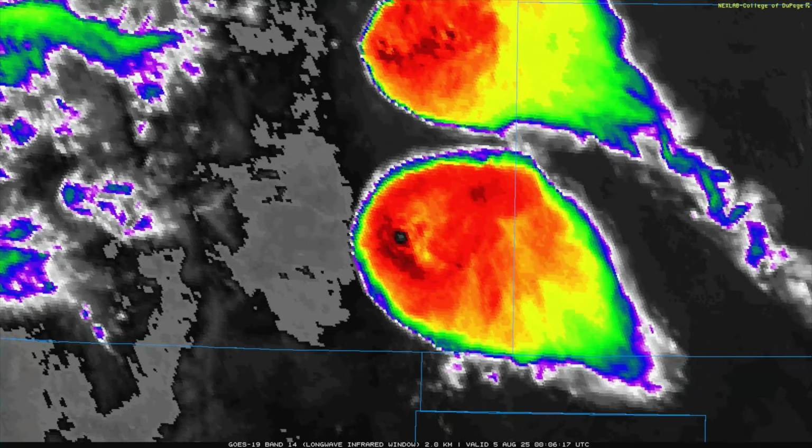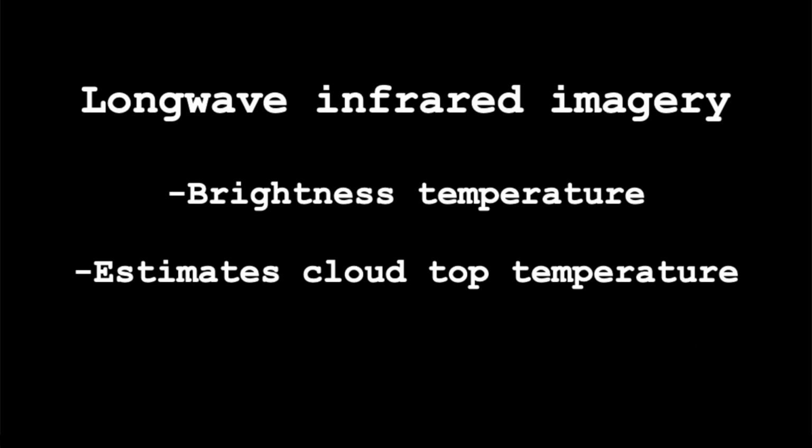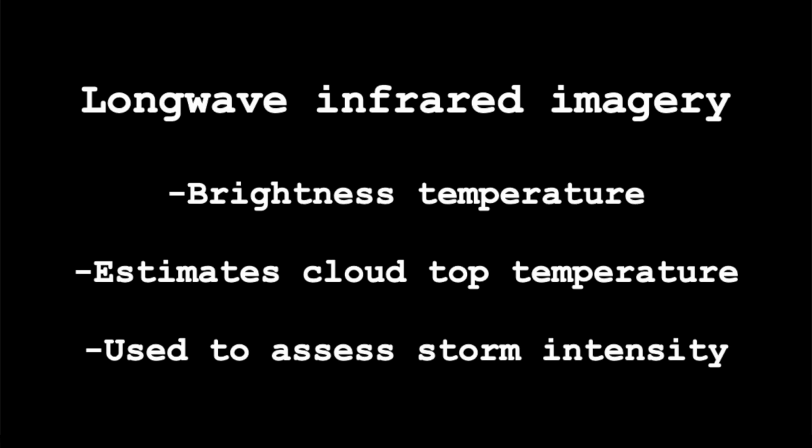The next important type of satellite imagery for severe weather analysis is long-wave infrared imagery. Long-wave imagery measures a quantity called brightness temperature, which is the measure of the intensity of electromagnetic energy coming from a source. In simple terms, long-wave imagery estimates the temperatures of the tops of the clouds. From that, we can use long-wave imagery to assess the intensity of storms. More intense storms tend to go higher up into the atmosphere. They tend to be taller. Taller storms have colder cloud tops. Therefore, the more intense the storm is, the colder its cloud tops are likely to be.